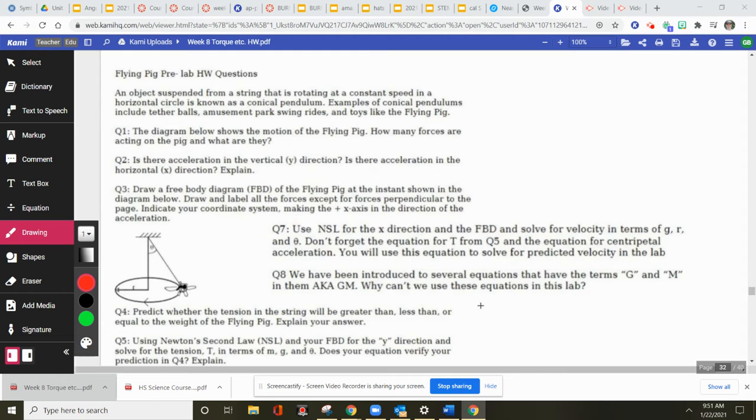Is there acceleration in the vertical y direction? No, the pig is not moving up and down in the y direction. Is there acceleration in the x direction? Yes, it's a centripetal force inward on the pig because it's going in circles.